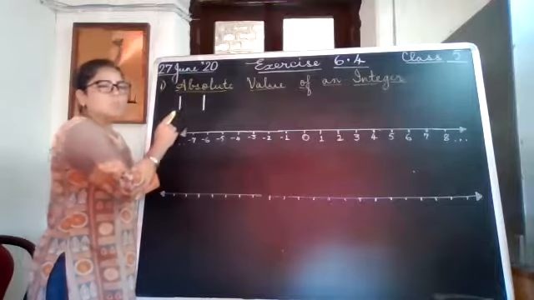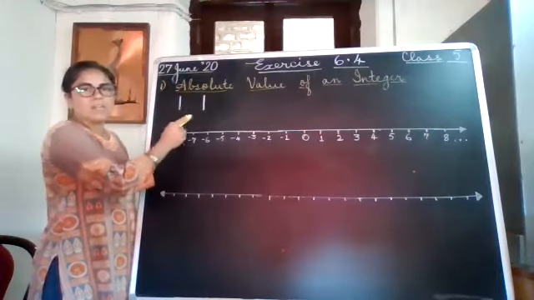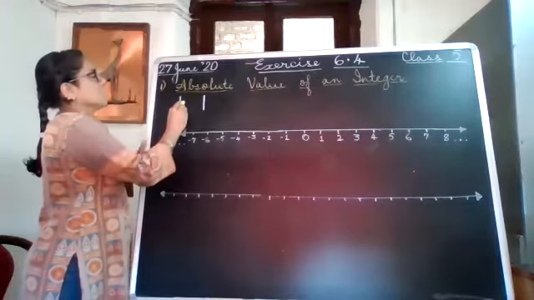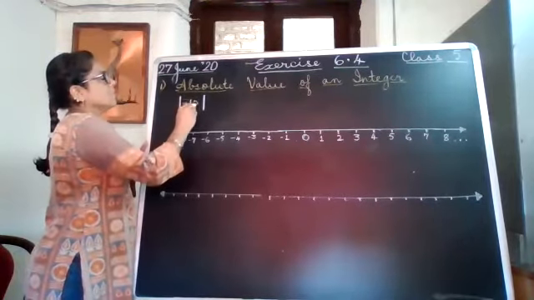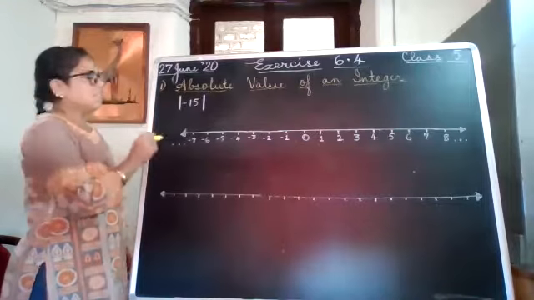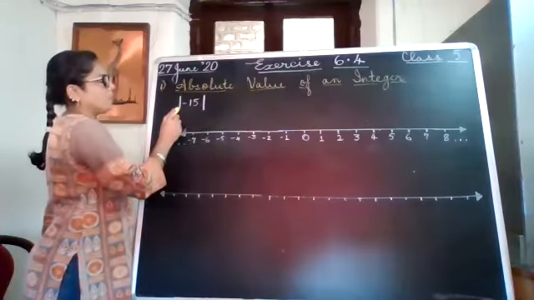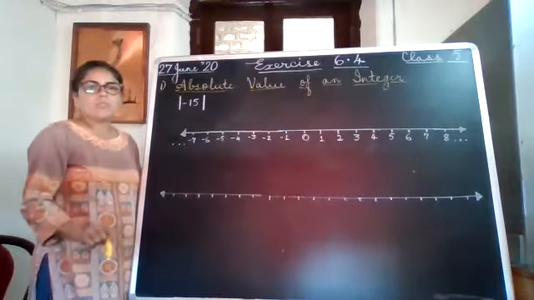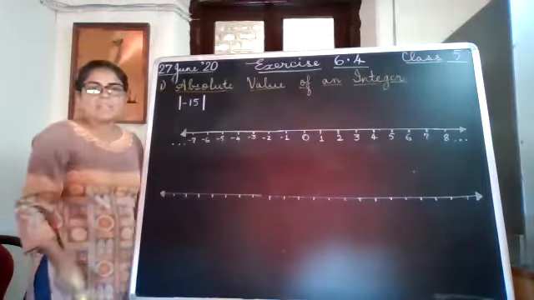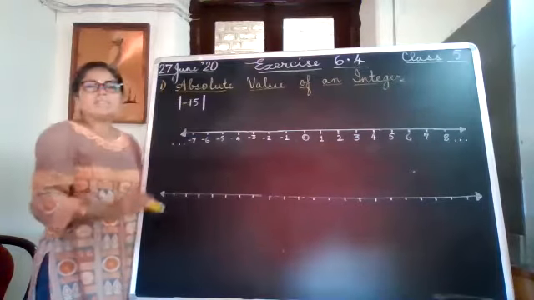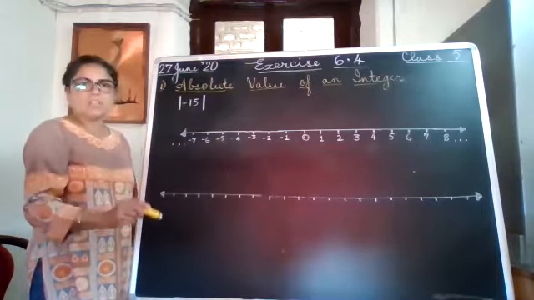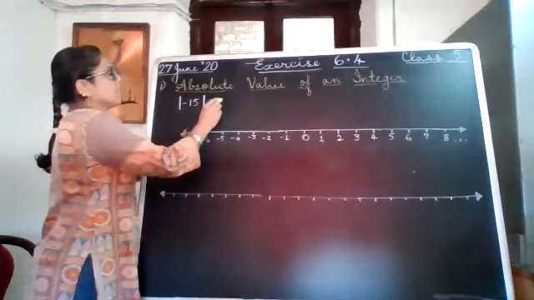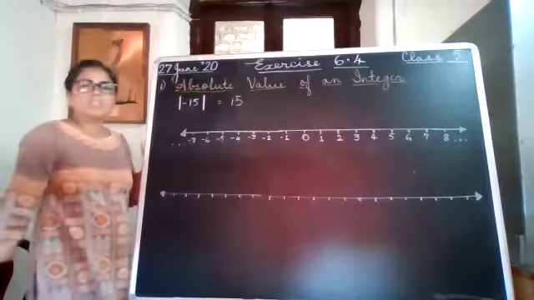So when two small vertical lines are given like this, and inside that an integer is written, say for example minus 15, how do you read this? Absolute value of minus 15. I just told you absolute value of an integer means writing the integer without the sign. So absolute value of minus 15 will be 15.